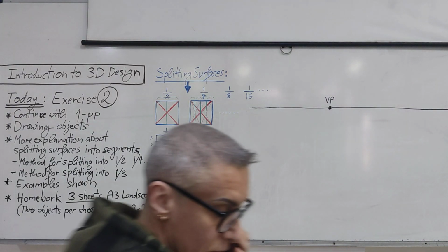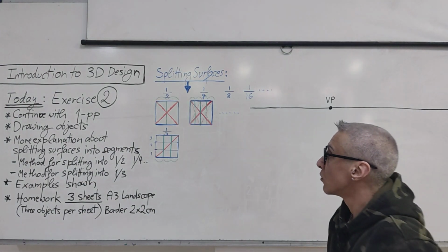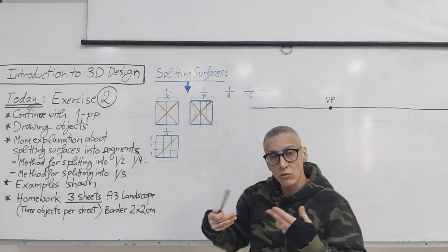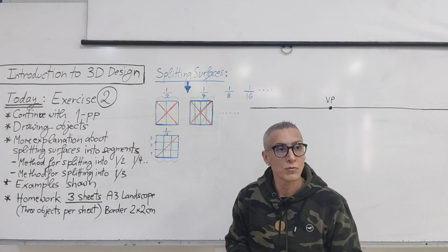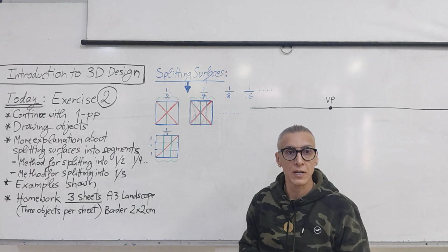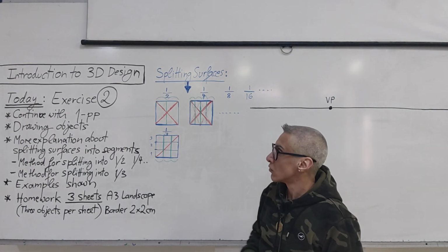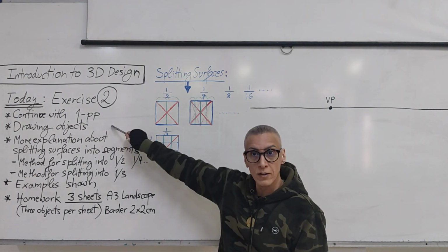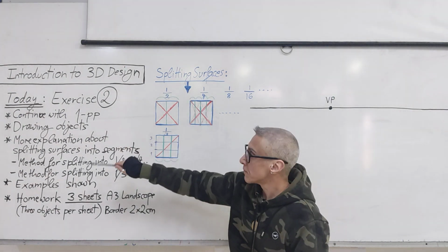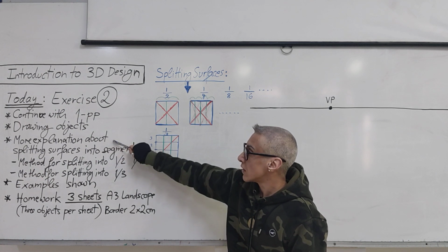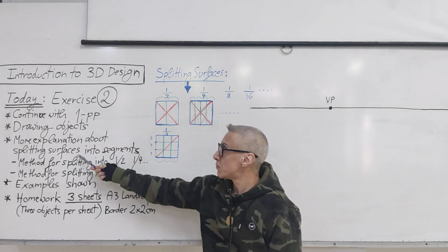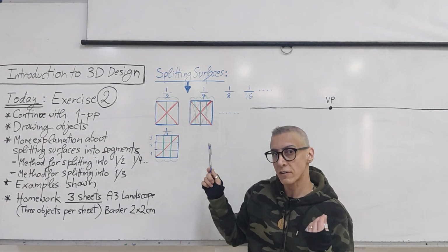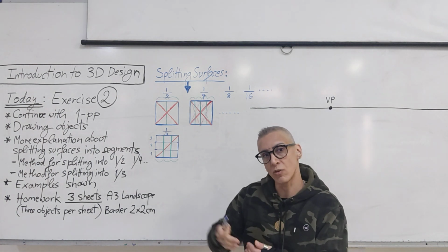Okay, so today we will continue with exercise 2. We will actually continue the one-point perspective that we started explaining last class, okay? So we will continue with one-point perspective, drawing objects with a little bit more detail, and I will explain more about the splitting of surfaces into segments that I started last class, but I explained just on the go.